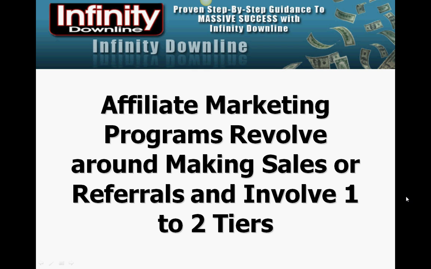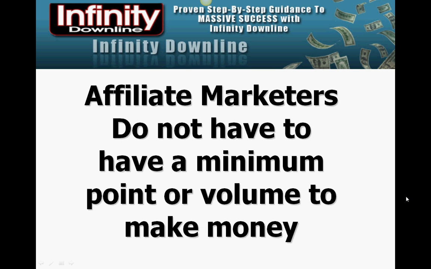The second tier would be you making a commission off the second tier as well. That would be with a product like an upsell offer or something like that, or in this case with Infinity Downline, you making a commission off your direct referrals as well. I'm going to show you how this really separates itself from MLM in just a second. Now, the biggest thing you need to know is that affiliate marketers, whether marketing a physical product or a program like this, do not have to have a minimum point or volume to make money.